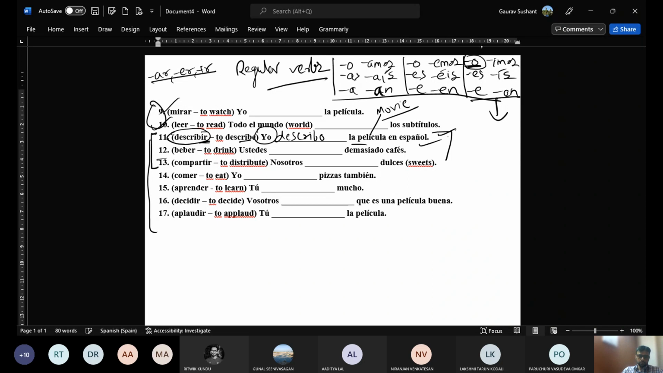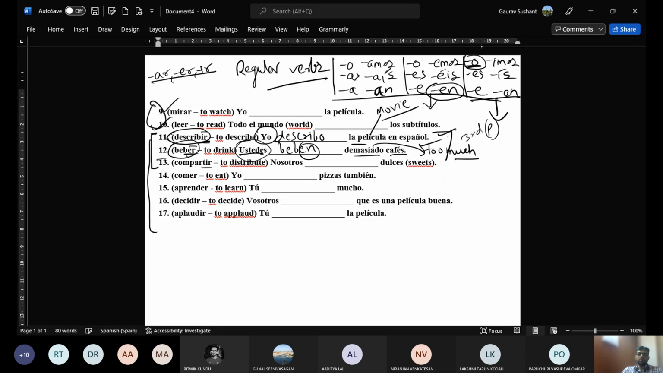Okay. So película is movie. Number 12, beber, which is to drink. Ustedes, okay. So this is ustedes, which is now third person plural subject. It means you have to choose the third person plural for the beber verb, which is an ER ending. And if you see, this is the ER conjugation, and there you have to select this ending. I mean, you remove the ER and then you add EN. So ustedes beben demasiado café. So café is coffee. Demasiado is too much. Okay, so you all drink too much coffee.